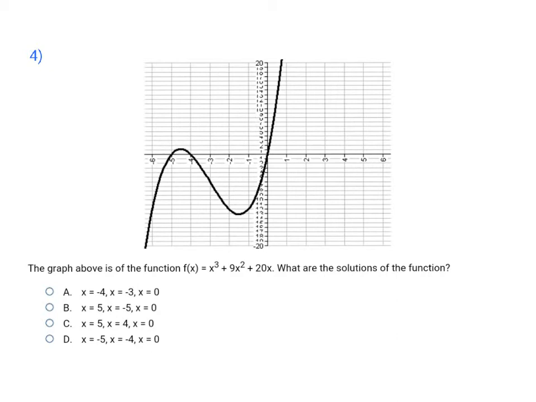Finding the solutions from a graph is one of the easiest ways, so if you have a graphing calculator, you could use that. In the solutions, you're finding out what x equals, so you're going to look at the x-axis and where the graph touches or intercepts the x-axis. So here it intersects it at negative 5, negative 4, and 0. That's going to be my answer, and that's what's listed in letter D.